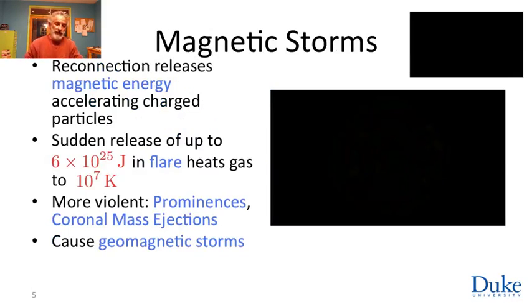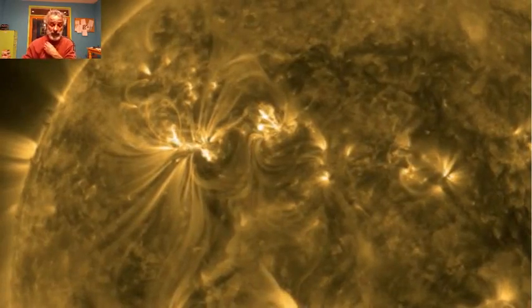These reconnection events release the magnetic energy stored in these magnetic fields. I told you that you could treat them as rubber bands. They snap back, they release a lot of energy. The local release of energy in a reconnection event can be on the order of 10 to the 25 joules. This leads to rather dramatic solar flares where one region of the sun suddenly becomes very bright and emits a lot of ultraviolet and X-ray light.